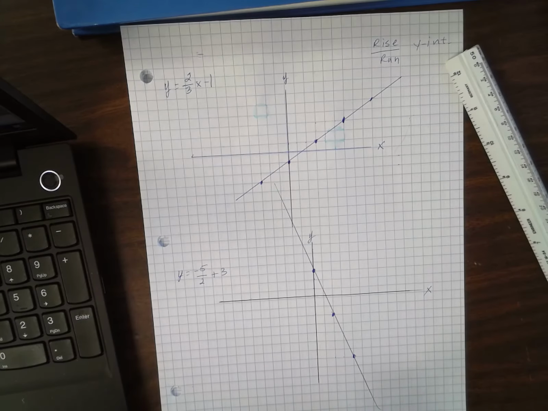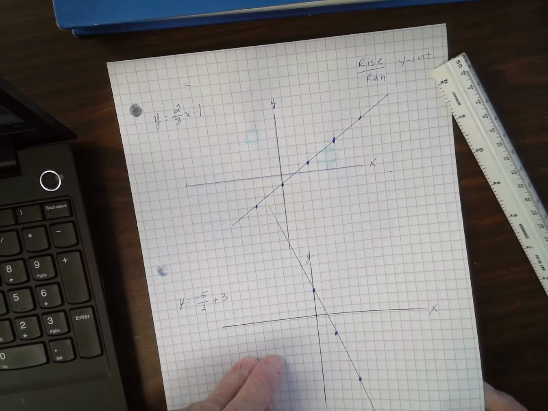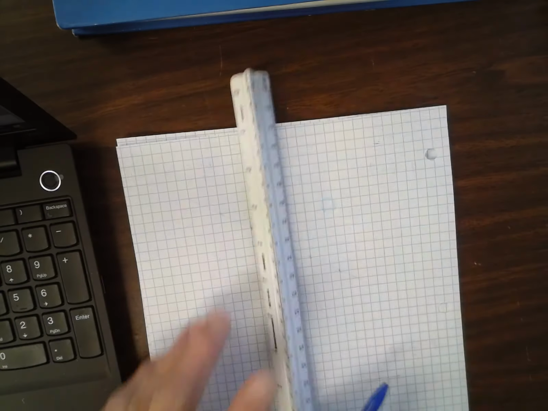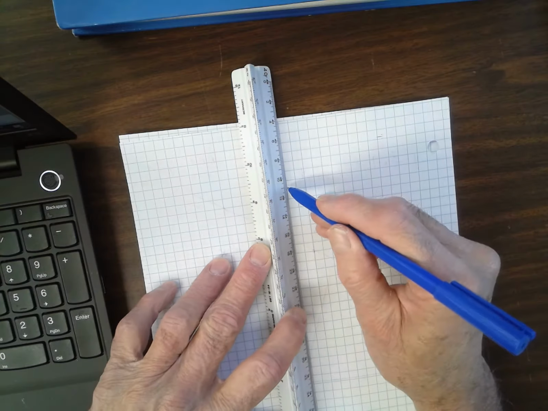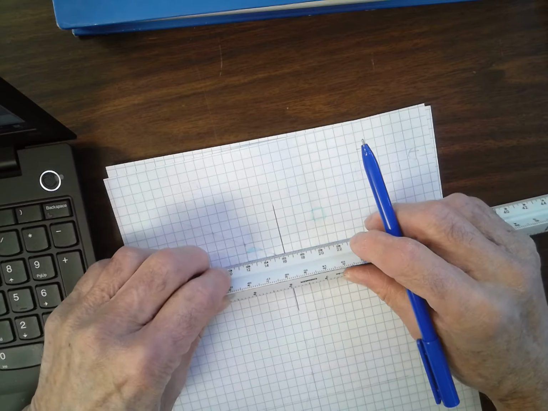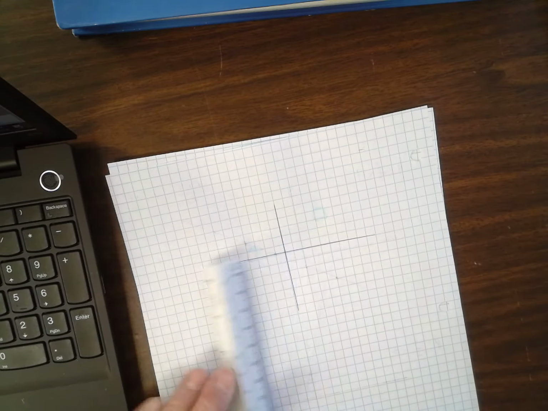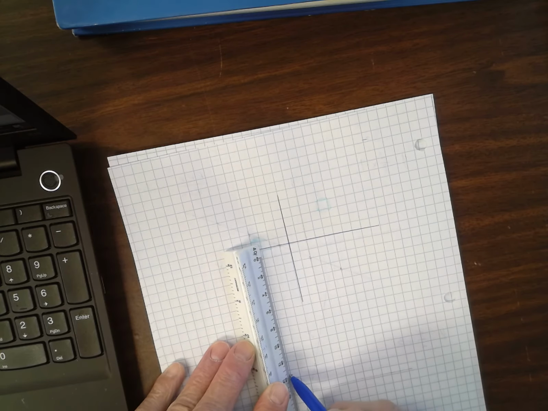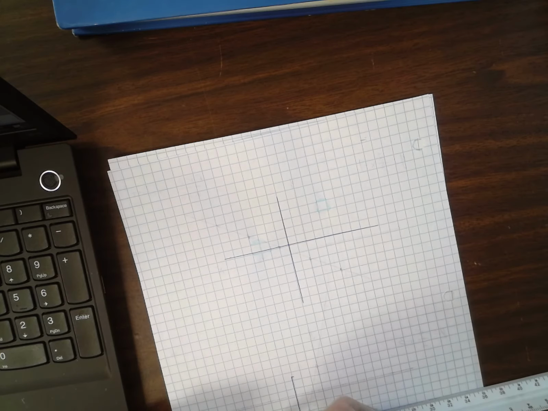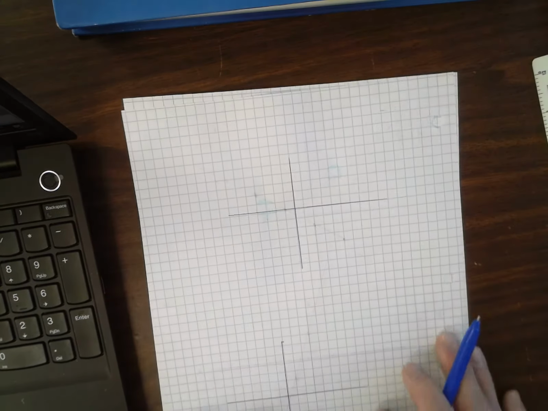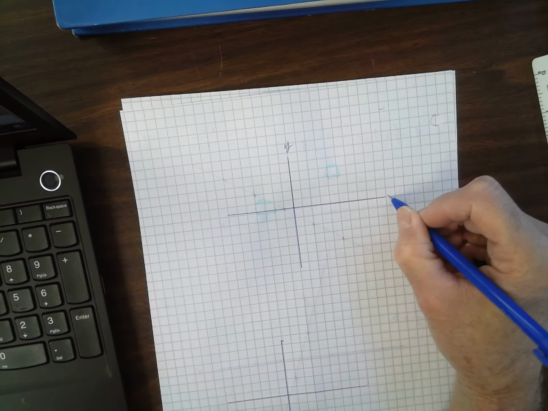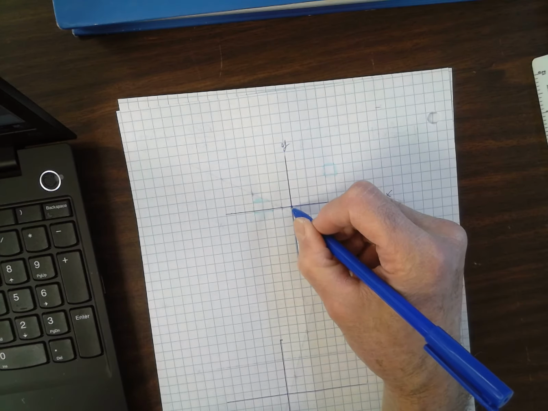To continue, I'm going to turn this over. I'm going to draw 2 more graphs. Now let me reiterate. This is the y-axis. This is the x-axis. This is the origin.